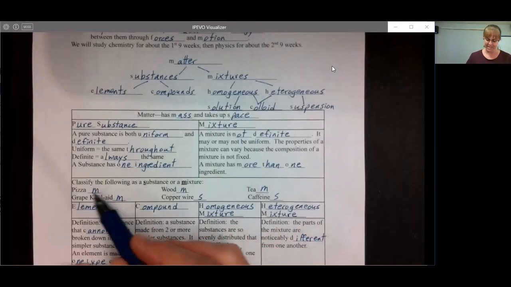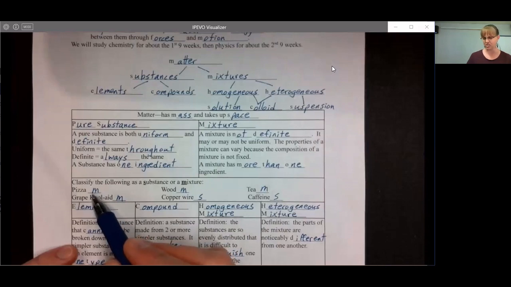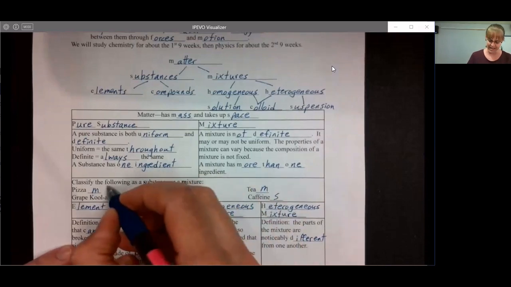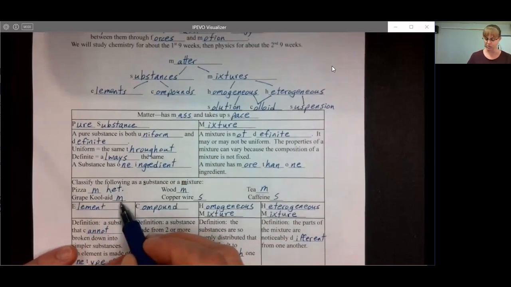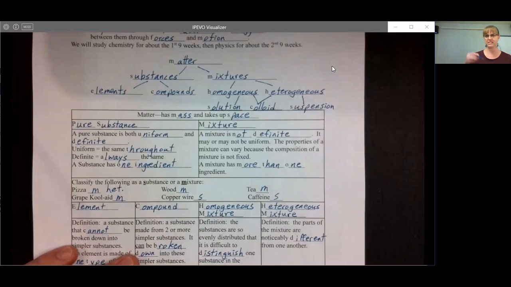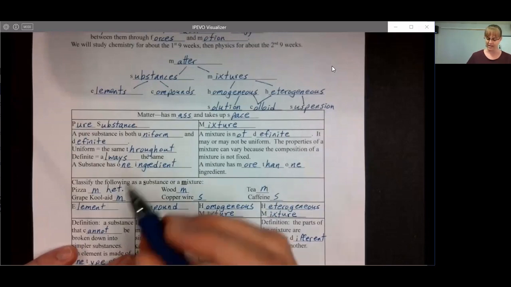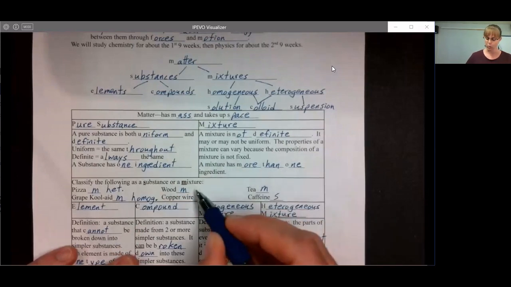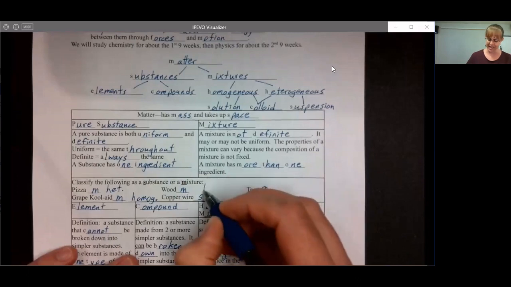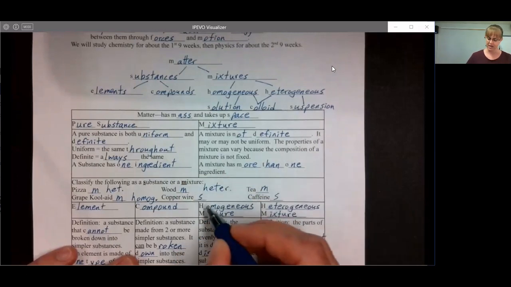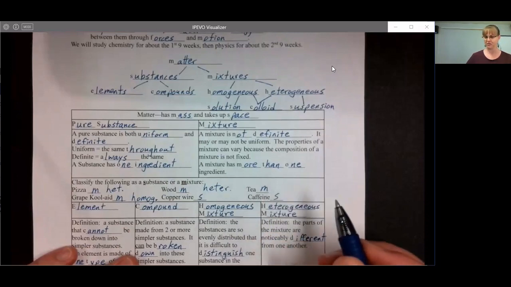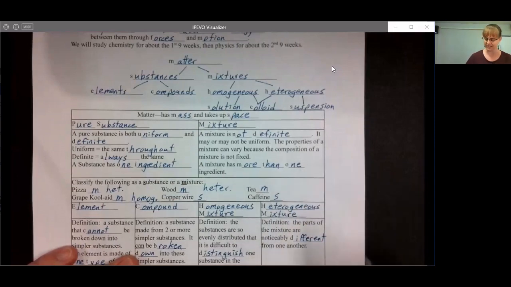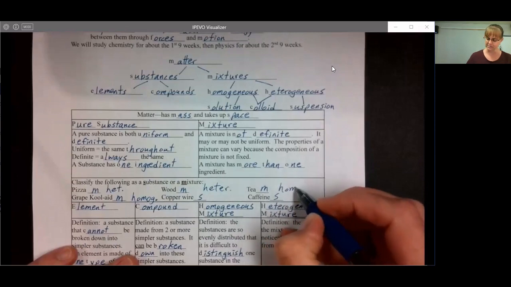So pizza, you can see the pepperonis, the cheese, you can see the different parts. So pizza is a heterogeneous mixture. Grape Kool-Aid, it looks the same all the way through. You can't see a difference between the Kool-Aid at the top of the container and the Kool-Aid at the bottom. So grape Kool-Aid is homogeneous. Wood, you can see the grain of the wood, so it is heterogeneous. You can see the different parts. And tea, you cannot see the different parts. It all looks the same all the way through if it's stirred up well and the sugar is dissolved and you don't have any little bits of tea leaves in there, then that would be a homogeneous mixture.